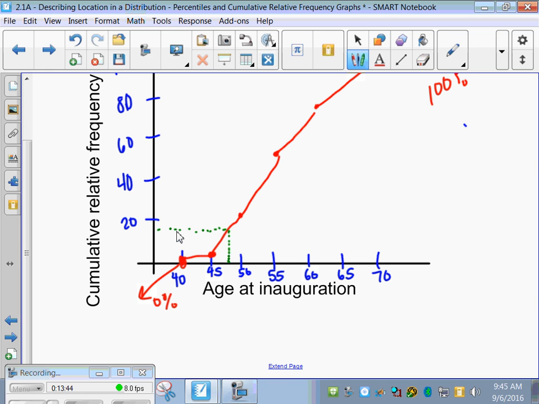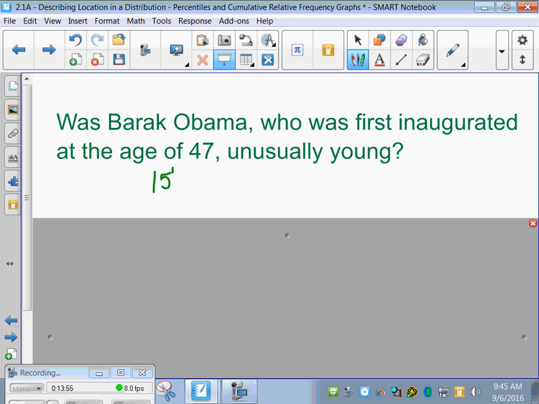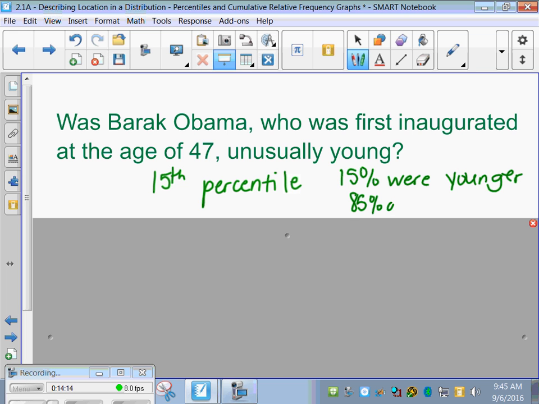So what do you guys think? What is that? Let's say 10 is here. My graph is not perfect, probably. Maybe 15. Okay? So we'd say he's at the 15th percentile. So 15% were younger than Barack Obama. Which means that 85% are older. So yeah, that was kind of unusually young.